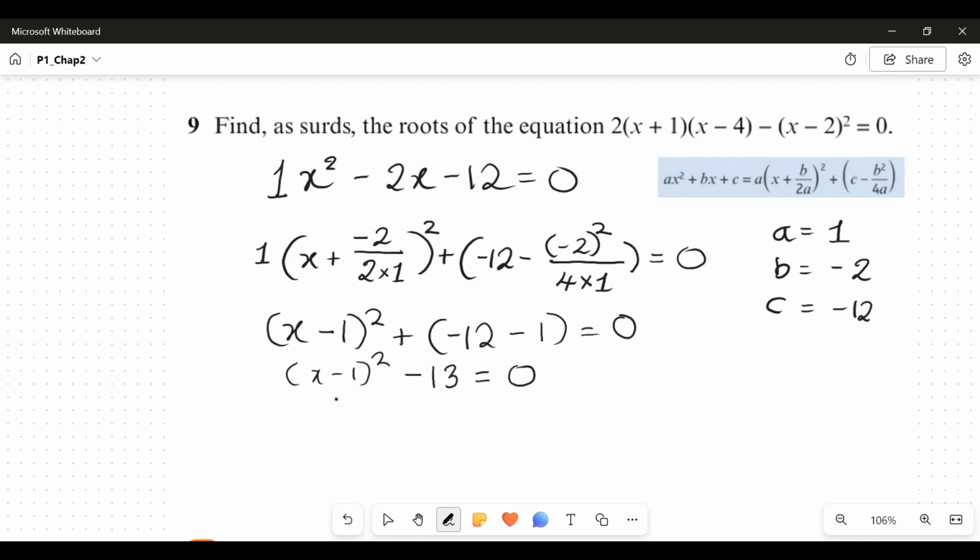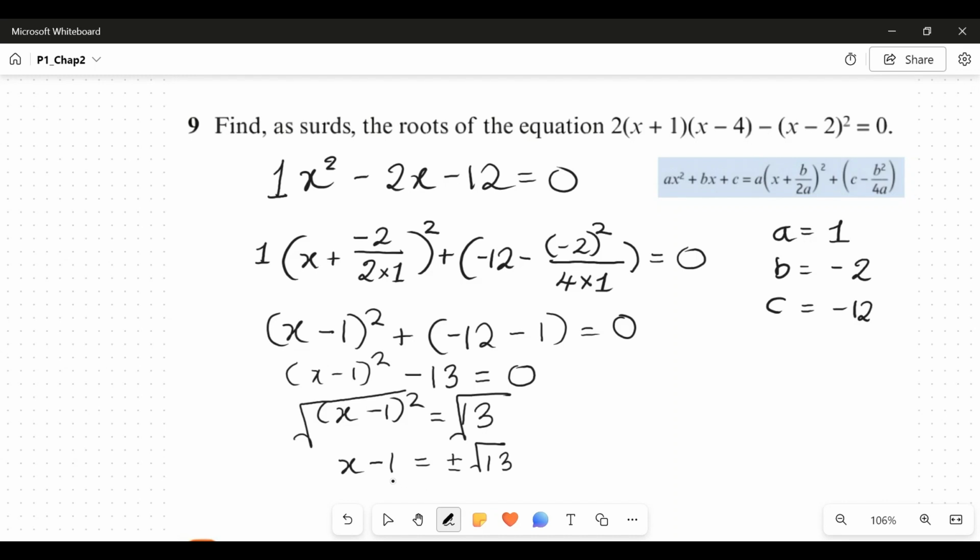So now that we are done with applying the quadratic formula, it's time to solve for x, or find x. So we can take this negative 13 to the other side of the equation. So we get x minus 1 whole square equals positive 13. And then we can take square root on both sides. So from there we get x minus 1 equals plus or minus square root of 13.